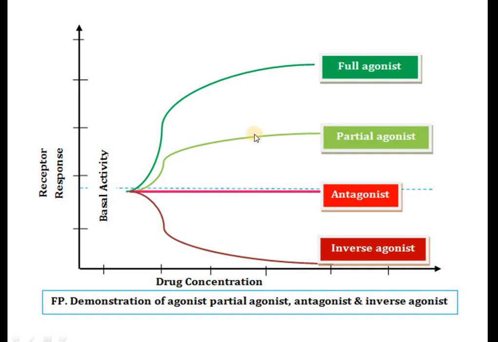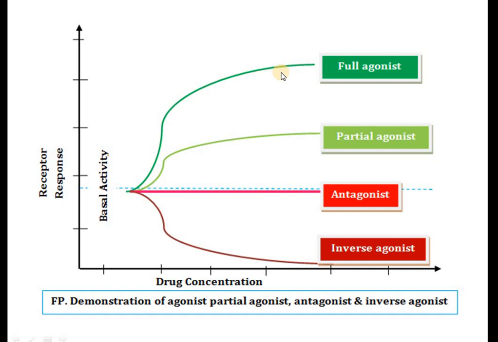Now suppose that this is your receptor, and these are your 4 drugs. Some drug is a full agonist, some drug is a partial agonist, some drug is an antagonist, and some is an inverse agonist. So green is a full agonist drug. Light green is a partial agonist. This pink is an antagonist. This brick red is an inverse agonist. Right? This is your receptor, basal activity.